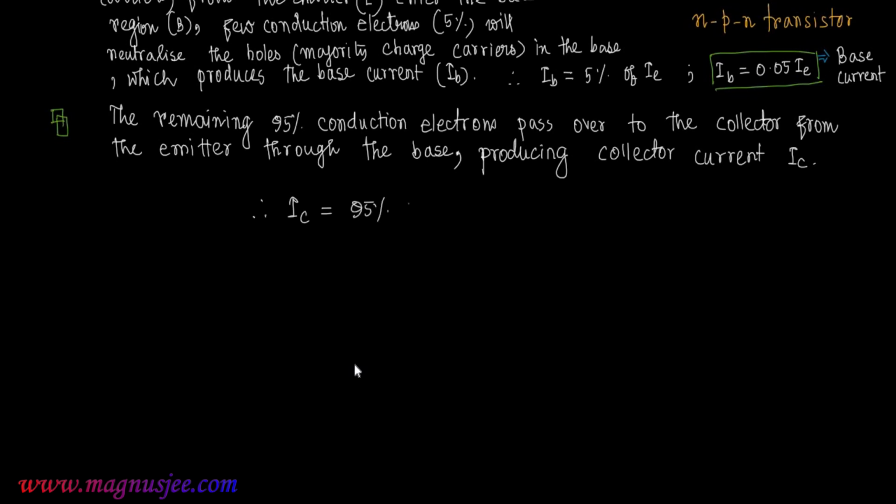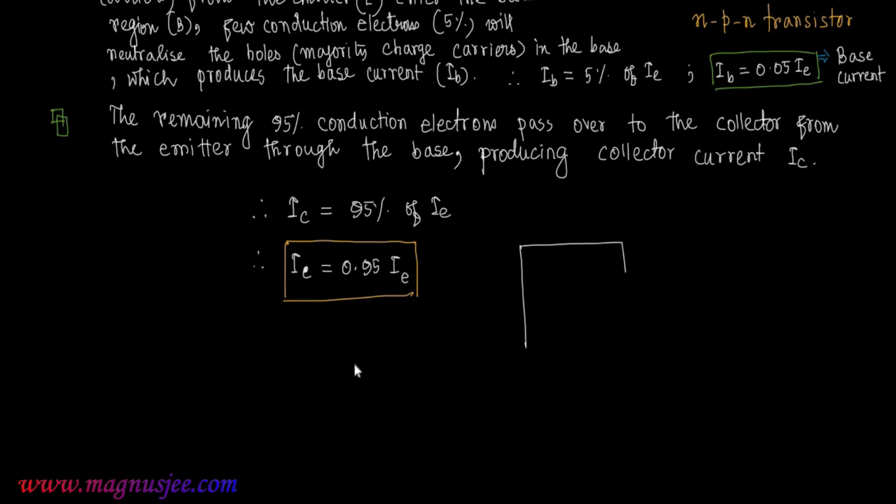Therefore, what about IC? IC is 95% of the emitter current IE. Therefore, IC is equal to 0.95 times IE. The collector current is 0.95 times IE.